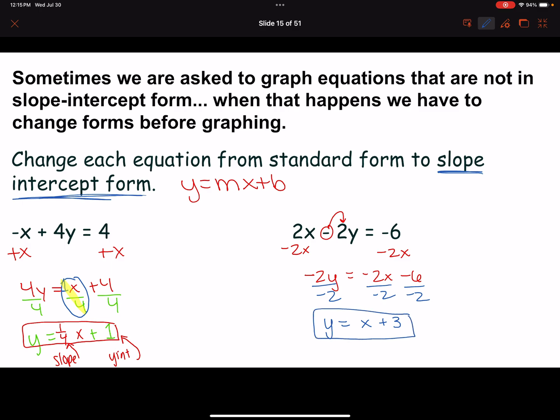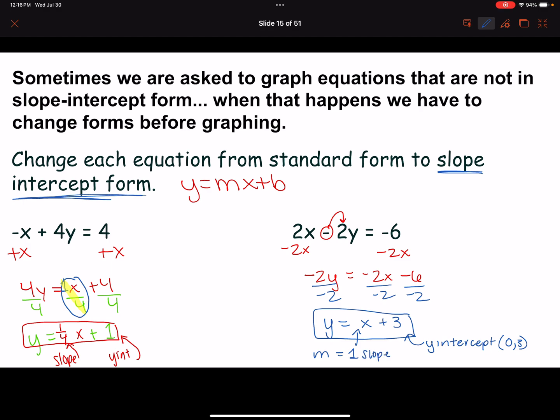Here's my new equation. Again, I can graph this because it's in slope-intercept form. So my y-intercept is at 3. And then my invisible slope here is actually a slope of 1. Right, that's my slope.